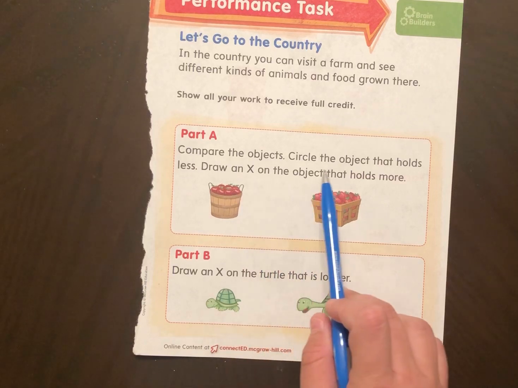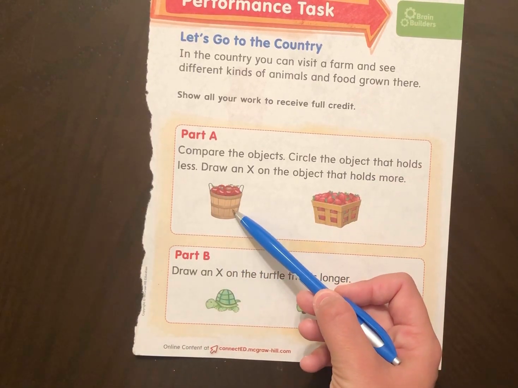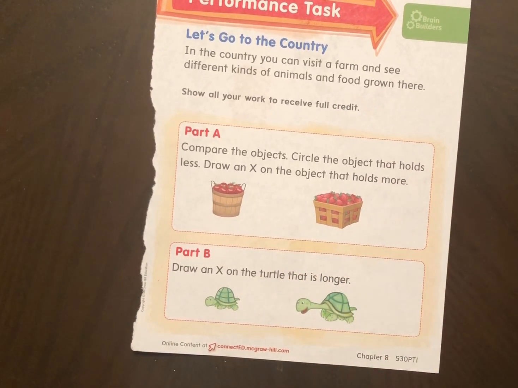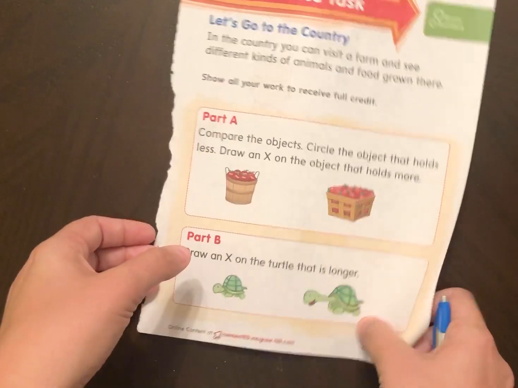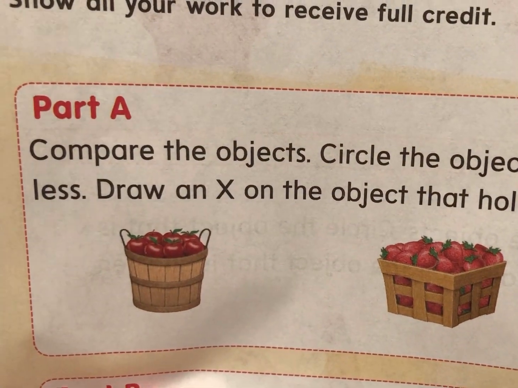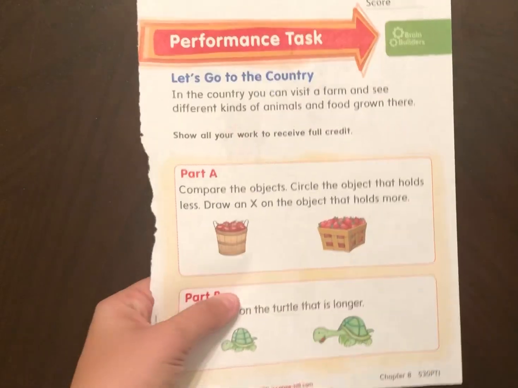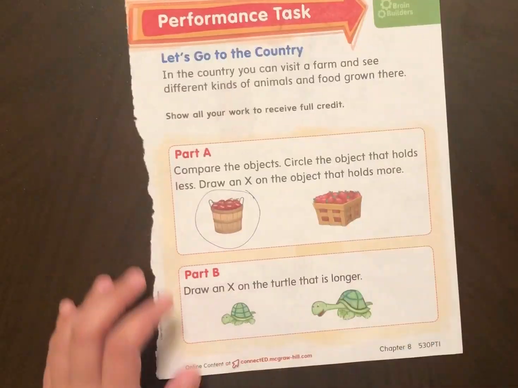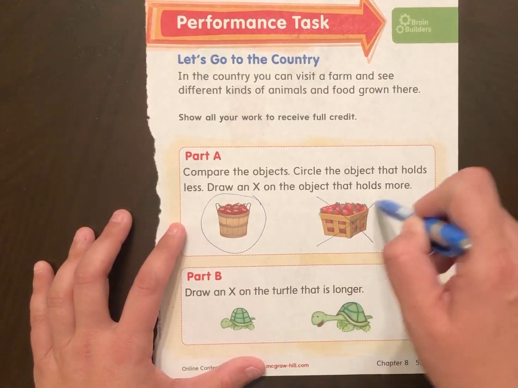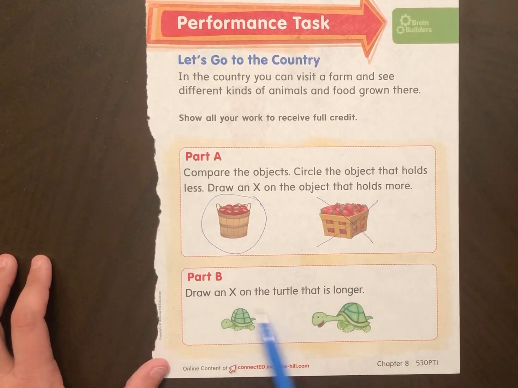Compare the object, circle the object that holds less. So we have a basket here, that's like a round basket, and then a basket over here. So I'm gonna hold it up a little bit closer so you can see. Which one of these baskets would hold less apples? All right, this one holds less. And then it says put an X on the one that holds more. That one was kind of tricky. They look very similar.